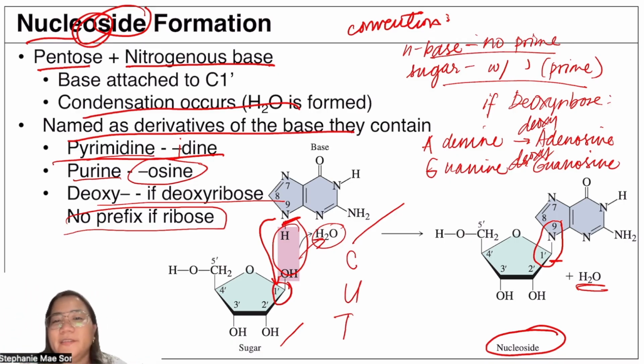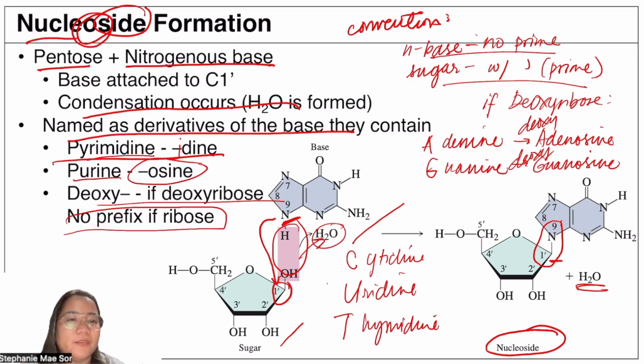So, it's cytidine, uridine, and thymidine if the sugar involved is ribose. Kapag deoxy naman, it's deoxycytidine, deoxythymidine, deoxyuridine. Okay? So, that's how you name your nucleosides.